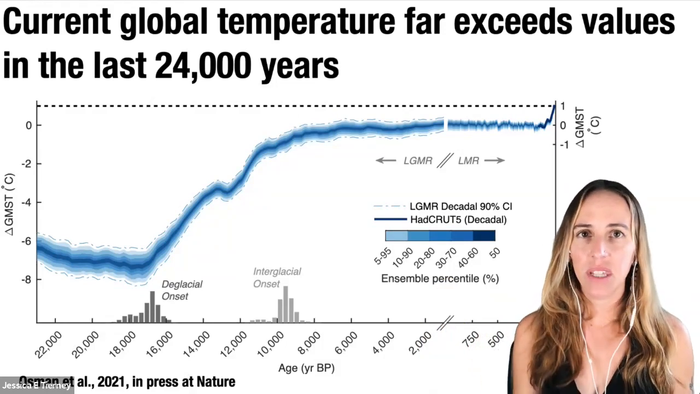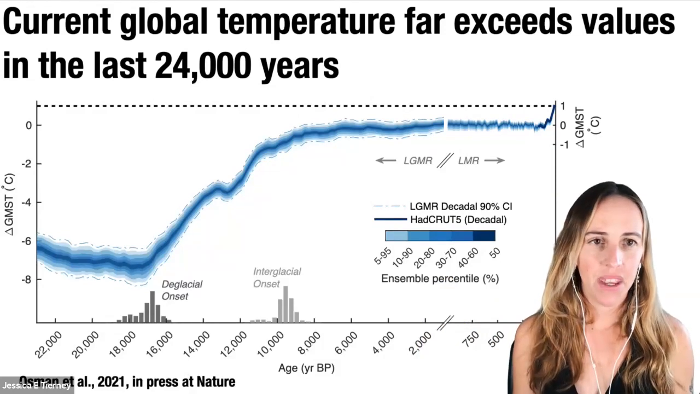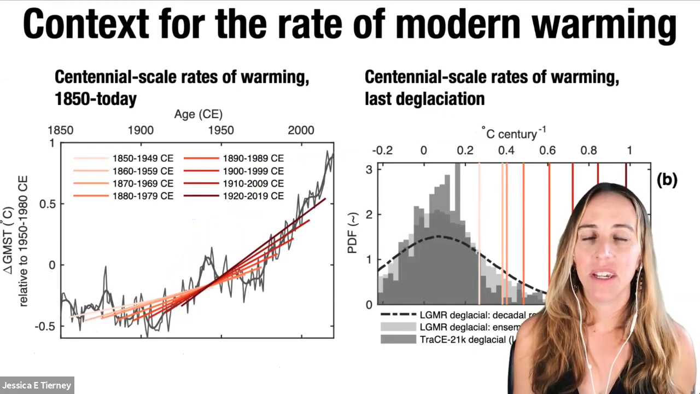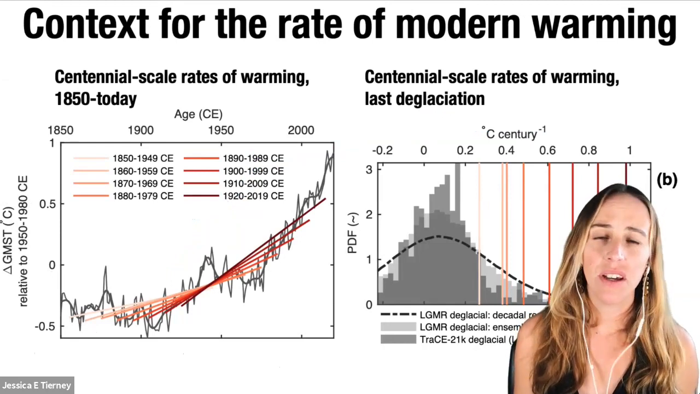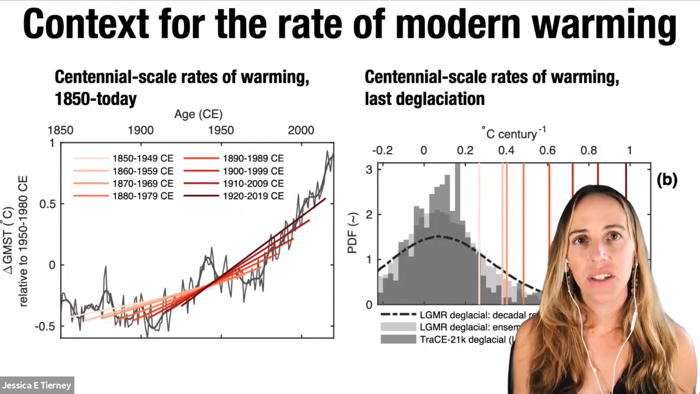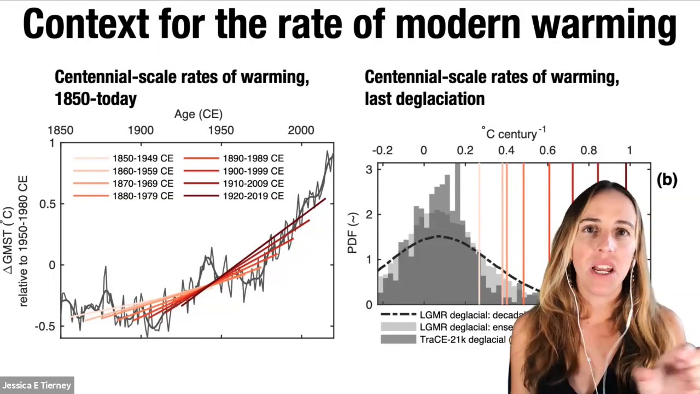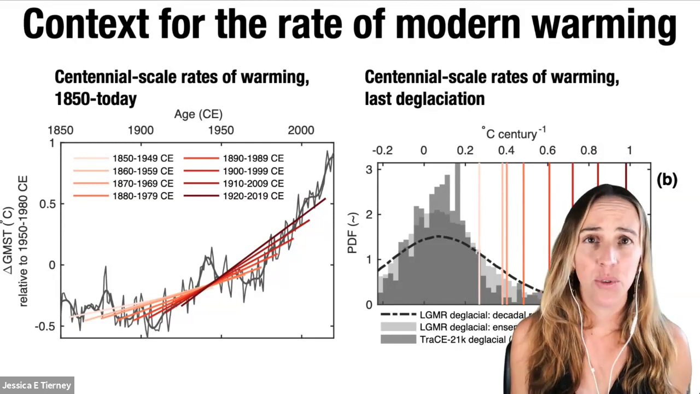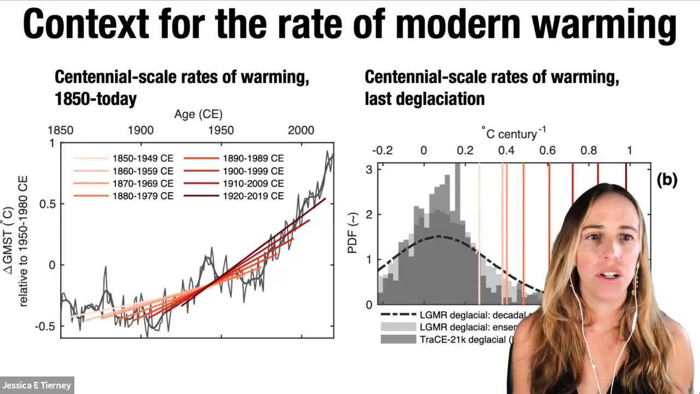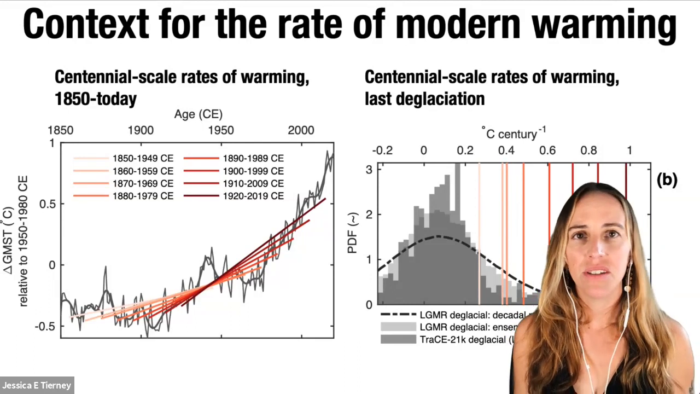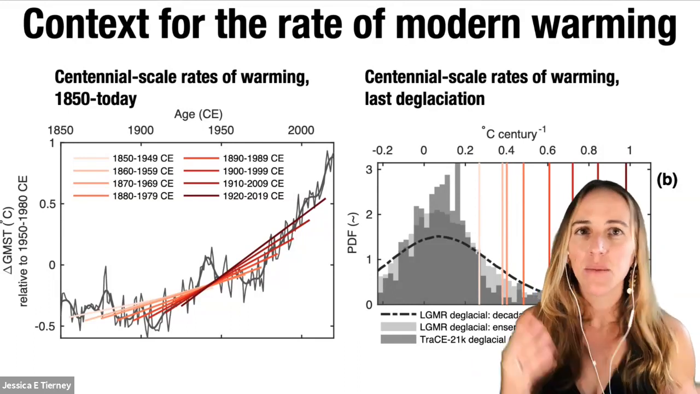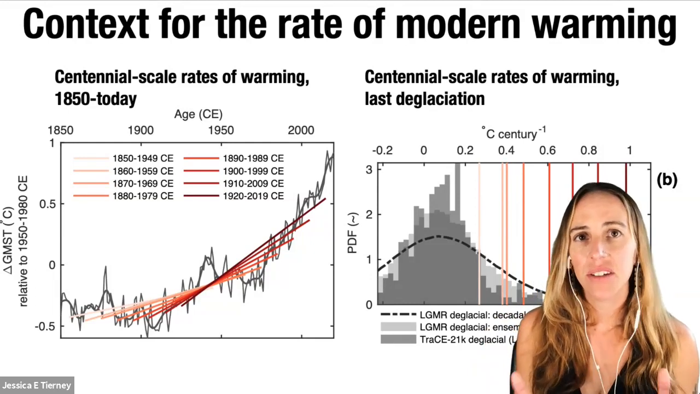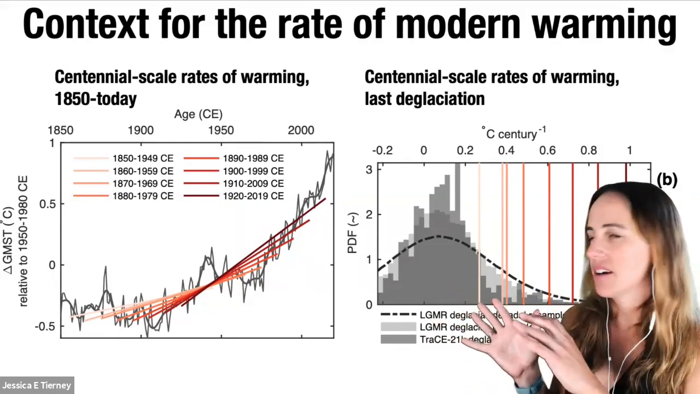We can also say something about the rate of current warming. For this, we tried to focus on centennial scale rates of warming, because after all, the resolution of the LGMR is 200 years, and we're iterating through different age models as we're putting it together. Many of the records have a temporal resolution smaller than 200 years, but nonetheless it's not an annual record. So to make this more of an apples to apples comparison, we looked at the rates of centennial scale warming in the instrumental record on the left.